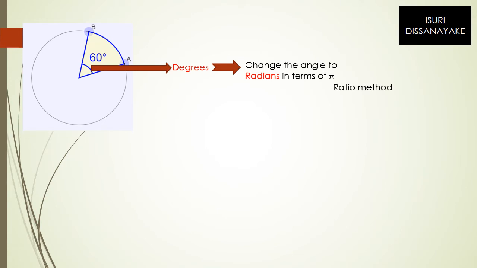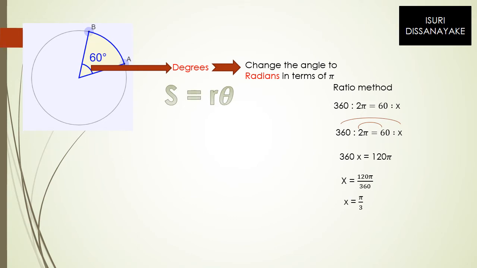So we are going to use the ratio method to convert the degrees into radians. We know that 360 degrees means 2 pi. Then 60 degrees means how many radians? So you can follow the ratio method. You know how to simplify two ratios. And then you can write the x value as pi by 3. So 60 degrees, you can write it in terms of radians as pi by 3.